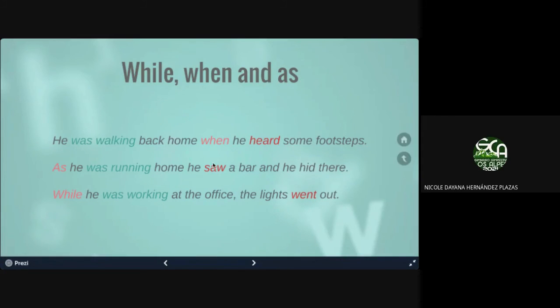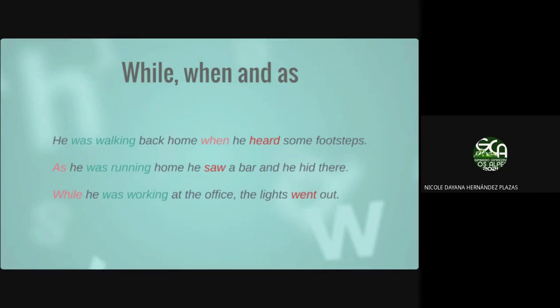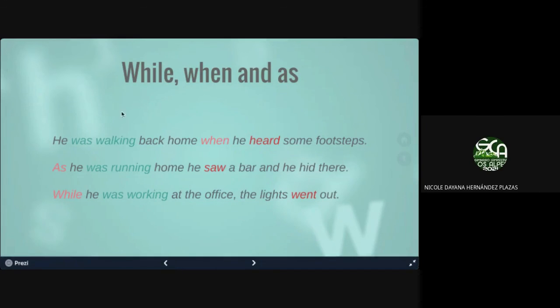So let's take a look at these examples one by one, and we are going to check how we can use each of these words. So I am going to ask Thomas, can you please help me reading the first example? He was walking, go ahead.